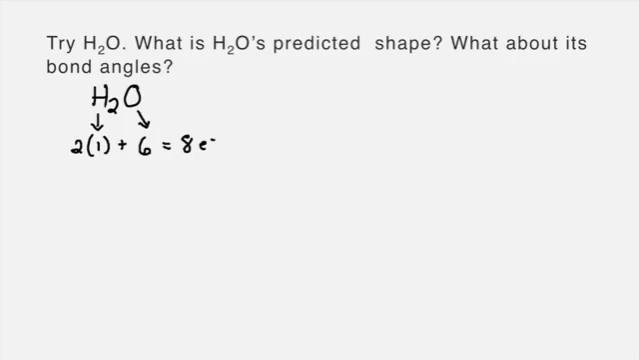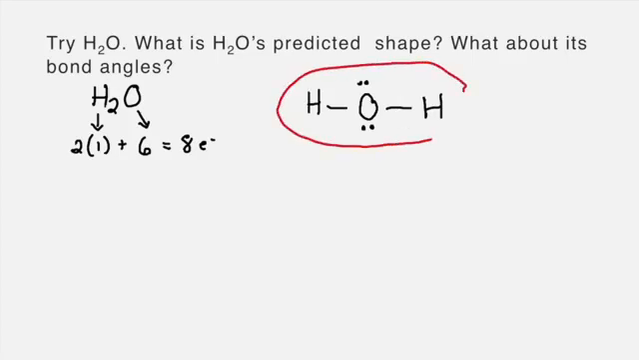When you're drawing the atoms in the molecule, oxygen has to go in the middle. Hydrogen can't. So you draw it like that. We have 8 electrons. So it'll be 2 here, 2 here. So that's a total of 4 so far. The last 4 electrons have to go on the oxygen because hydrogen cannot have lone pairs. So that would be the Lewis structure for water. So that's the first step, is to draw the Lewis structure.